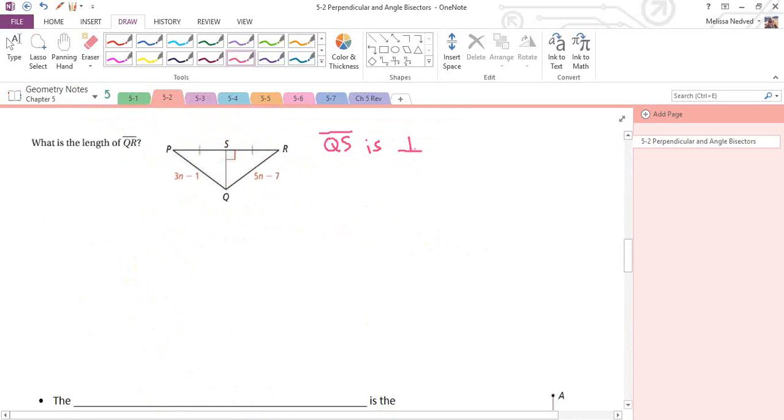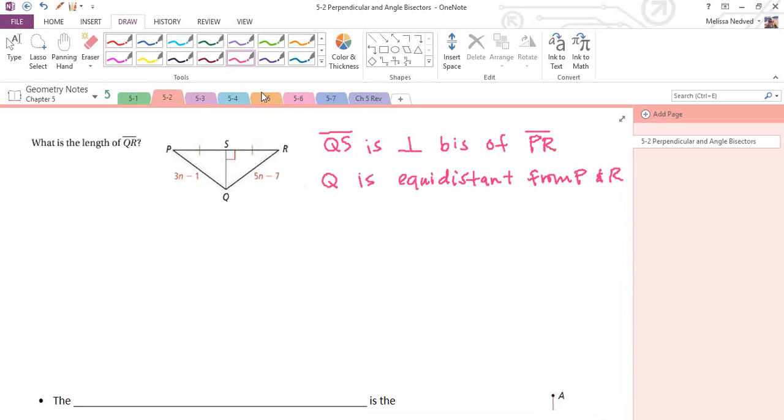And remember, our perpendicular symbol is kind of like an upside down capital T. So QS is a perpendicular bisector of PR. Therefore, Q is equidistant from both endpoints, P and R. So PQ and QR are the same length. And again, if you want, you can always add those little markings to your picture.